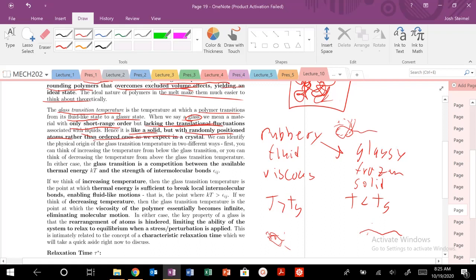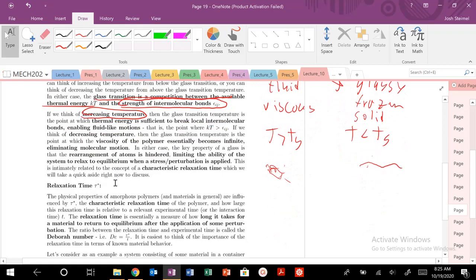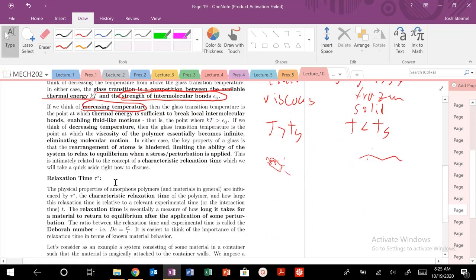To identify the physical origin of our glass transition temperature, we can think of it in two ways: in terms of increasing temperature or in terms of decreasing temperature. Essentially, the glass transition is a competition between the available thermal energy, kT, and the strength of the intermolecular interactions. Let's think in terms of increasing temperature first. So I'm going to start to increase temperature. The glass transition temperature is the point where the thermal energy, kT, is sufficient to break my intermolecular bonds, enabling fluid or collective type motion.